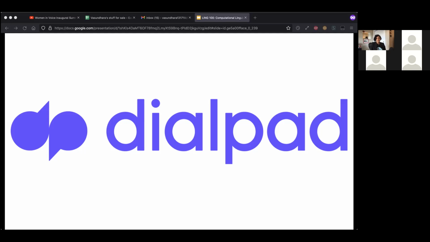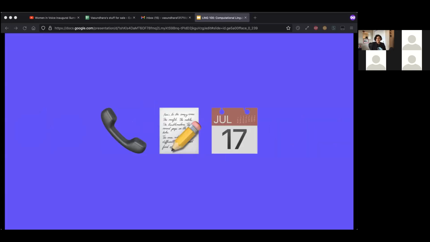And what we do is represented by 3 emoji, or at least this is how I'm going to explain it to you. What Dialpad builds is different types of software to make calls. These calls can be voice calls, and they can also be video calls. That's the first emoji there, the phone.